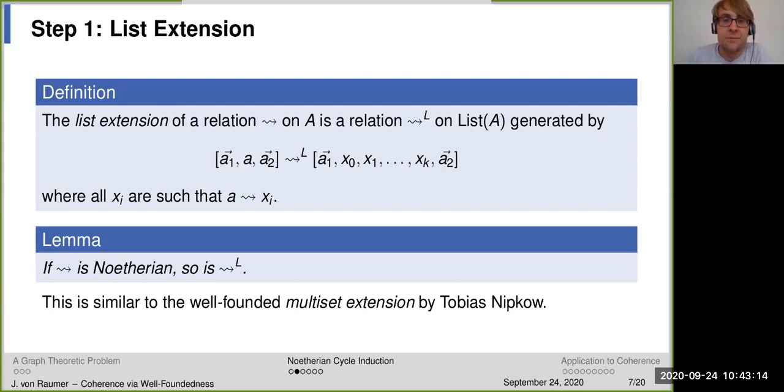Yeah. And now in this list relation that you just defined, can you have no xi's? Can you have zero xi's as well? Yeah. So you're allowed to just delete an element of a list, in other words. Yeah. Okay. Thanks. So a shorter list will always be smaller. Okay.